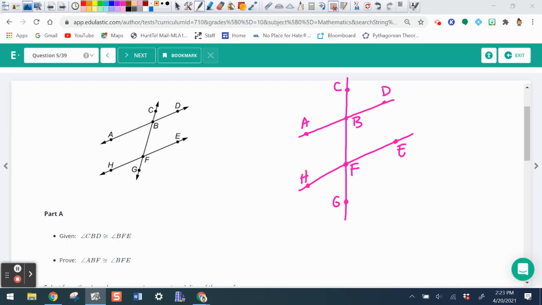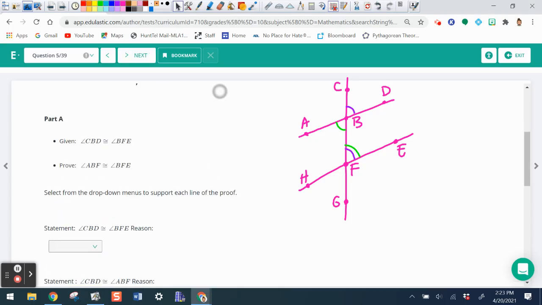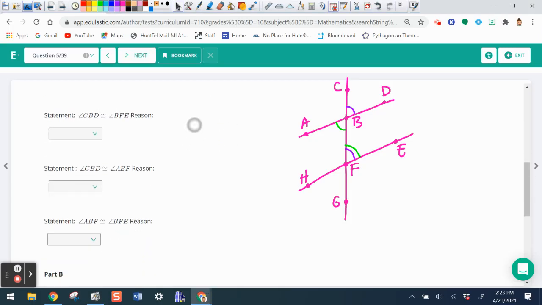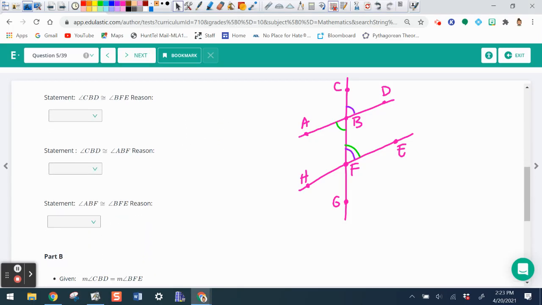So we are given that angle CBD is congruent to BFE, and I'm going to show that by marking these two. Our task is to prove that angle ABF, which is right here, is congruent to BFE. Let's see if we can figure that one out. Let's see what the proof has for us. Our first statement says angle CBD is congruent to angle BFE. Let's see what possible reasons could be.